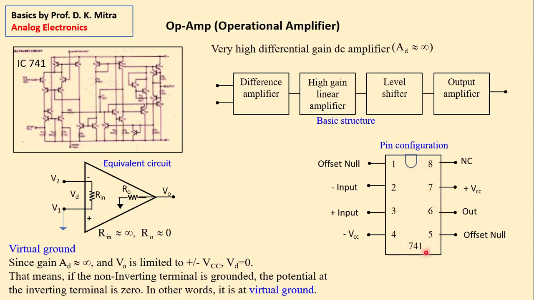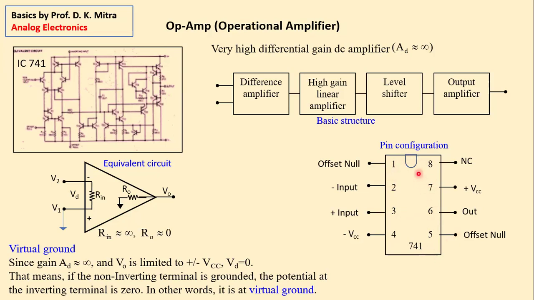These are the 8 terminals of mono op amps, of the ICs where only one op amp is there. But there are ICs where there are dual op amps, quad op amps, like that. Their pin configuration will be different and you have to see the data manual. But mostly you will work with mono op amps.